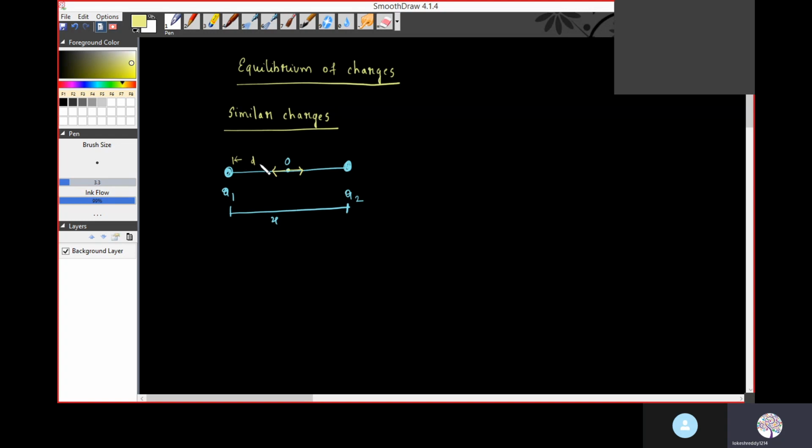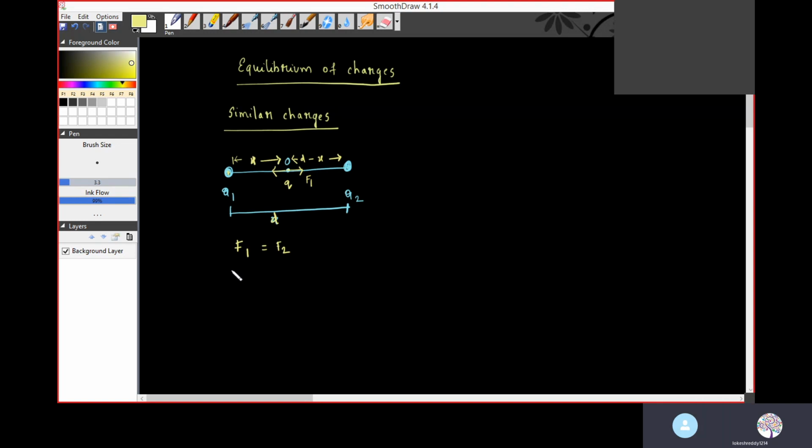Take this distance as x and the total distance as d. If the distance from one of the charges is x, then the next one will become d minus x. Now let us take this charge as q. The force that Q1 exerts on it in this direction, let us call f1, and the other is f2. If these two forces are equal, then the resultant force will become 0.